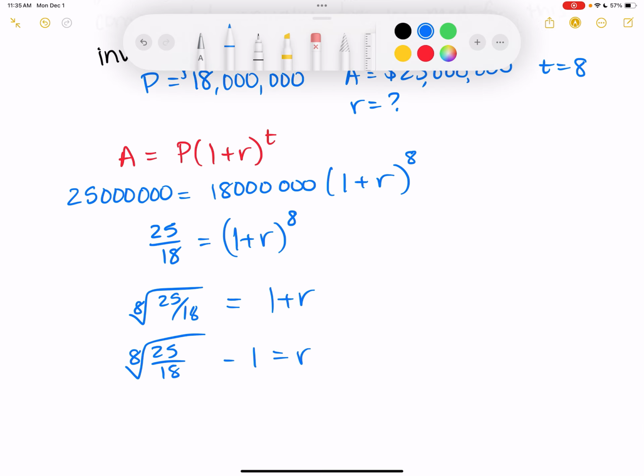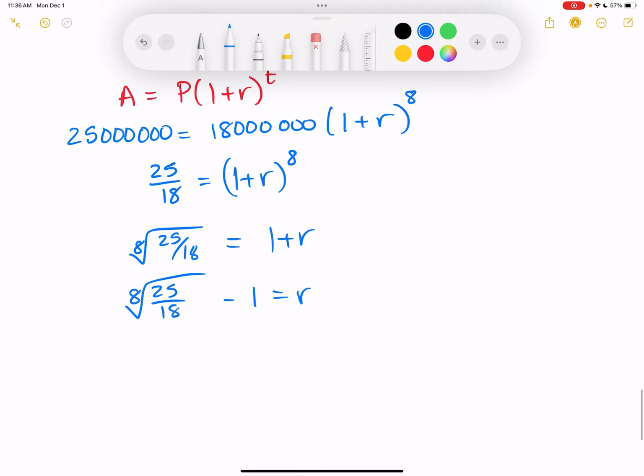In case you don't remember how to do that, I think it's under math. Under math, your option 5 is x and then a radical. That allows you to plug in whatever root you want. So 8, and then 25 over 18, and then you take the eighth root of that and then minus 1.